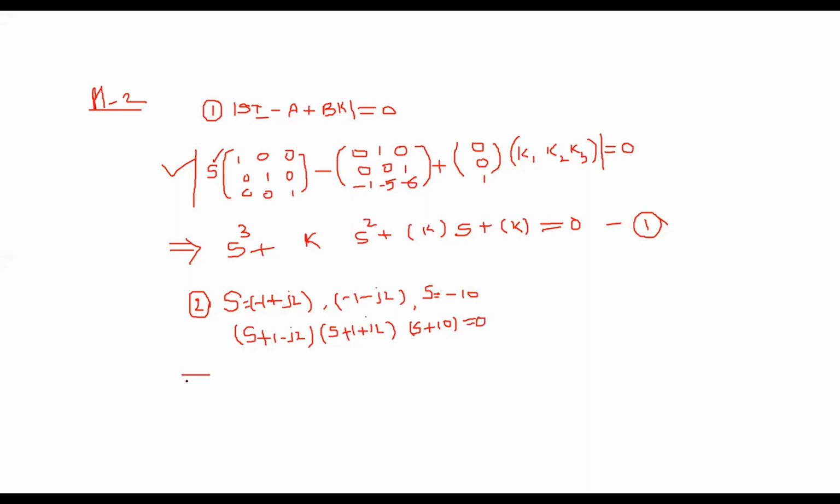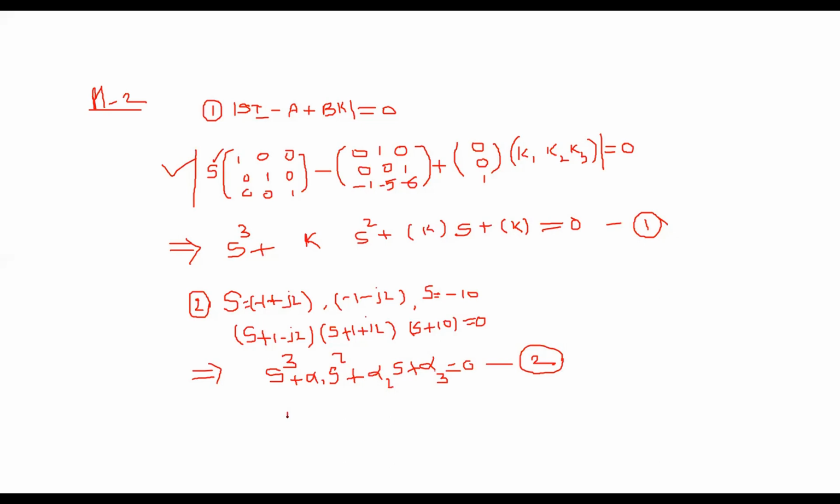After simplification, which you have to simplify at home, I'm going to explain only the procedure. After simplification, the expression should be like this: again S cubed, because it is third order, plus, let some constants, I don't know the values, so I am going to take alpha 1 into S square, alpha 2 into S, plus alpha 3, the last one, is equal to 0. That is equation number 2.